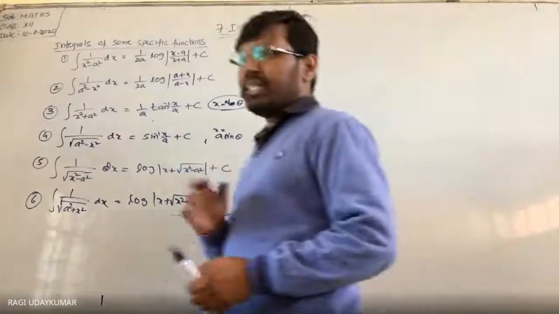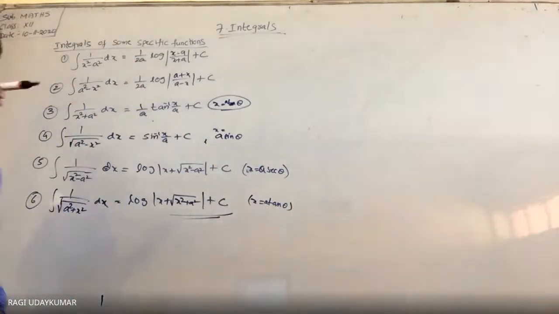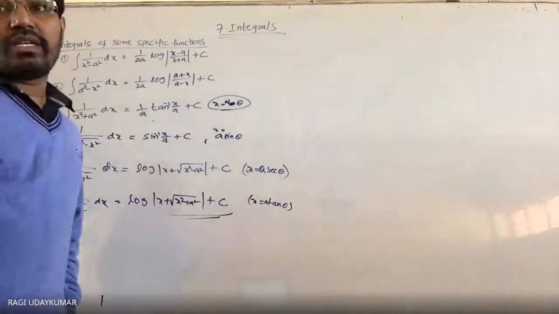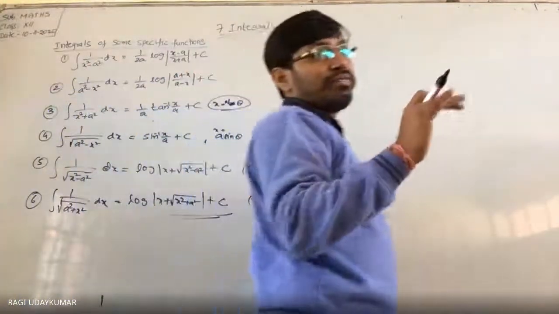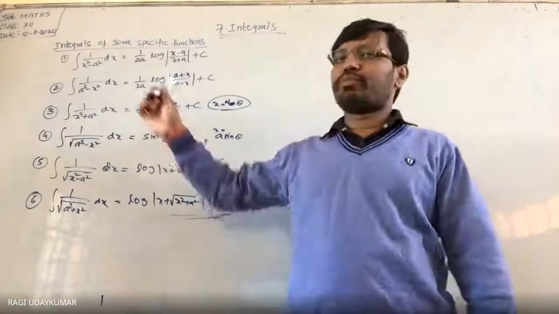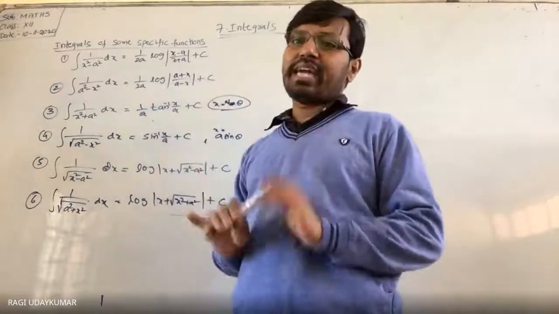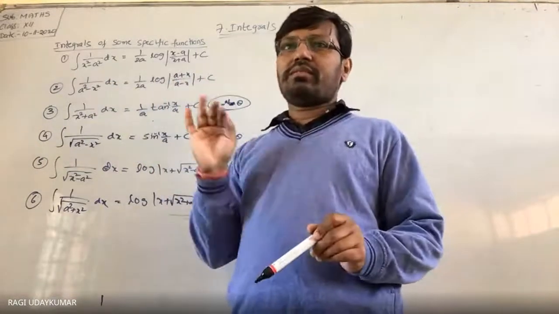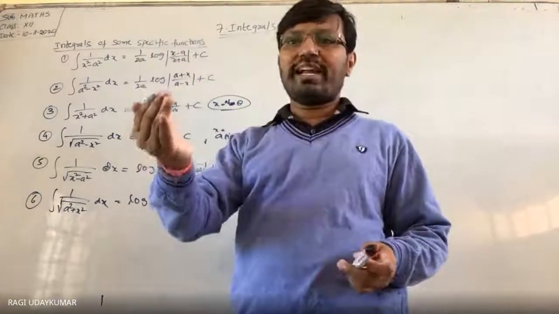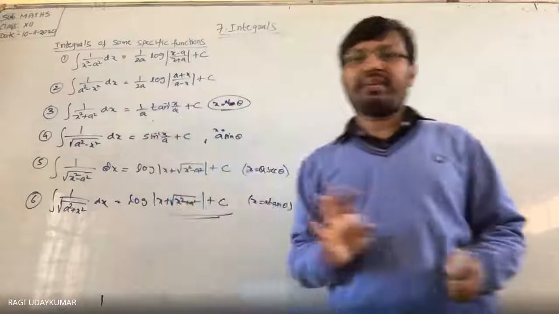Next, the second one: integration of 1 by x square minus a square dx is equal to 1 by 2a logarithm of x minus a by x plus a. And the second formula to remember, a square minus x square: the minus one will come in the denominator. Remember this: a minus x, a plus x. So a plus x in the numerator, a minus x in the denominator: 1 by 2a logarithm of a plus x by a minus x.